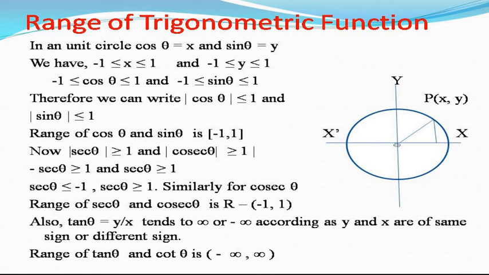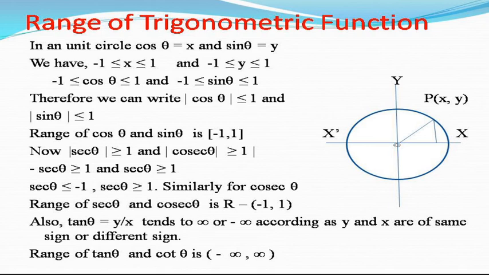Now since mod of cos theta is less than or equal to 1, therefore we can say that mod of sec theta is greater than or equal to 1. Also mod of cosec theta is greater than or equal to 1. And by the definition of mod x, we know that mod x is nothing but plus x, and another value of mod x is nothing but minus x. So in place of mod sec theta we can write here minus sec theta as well as plus sec theta.